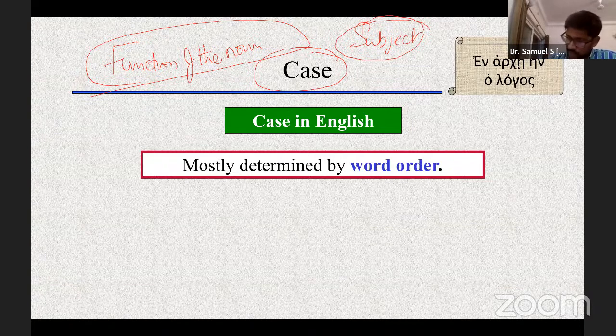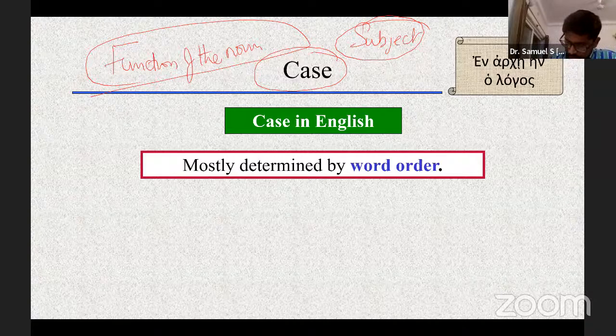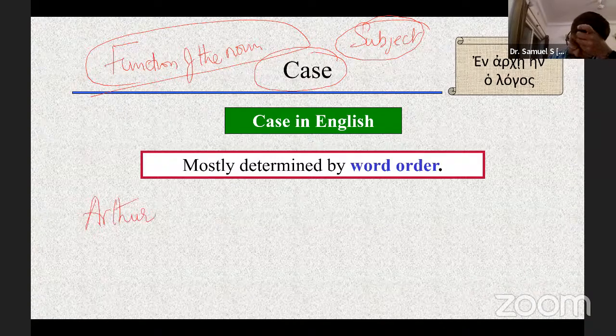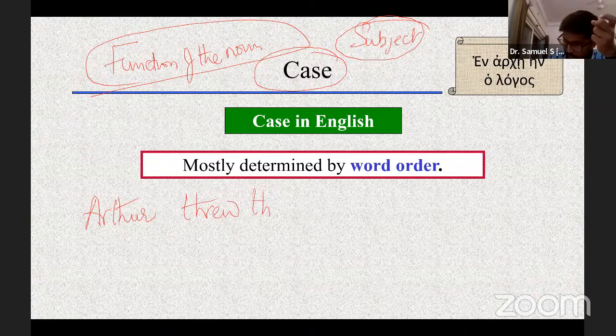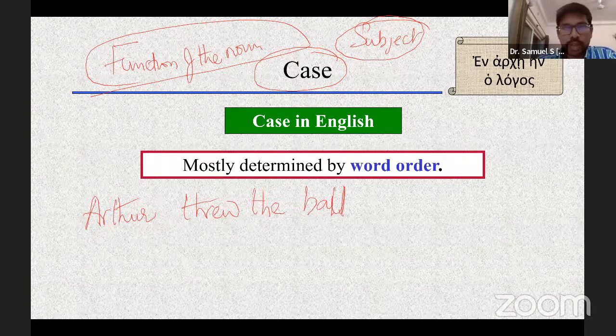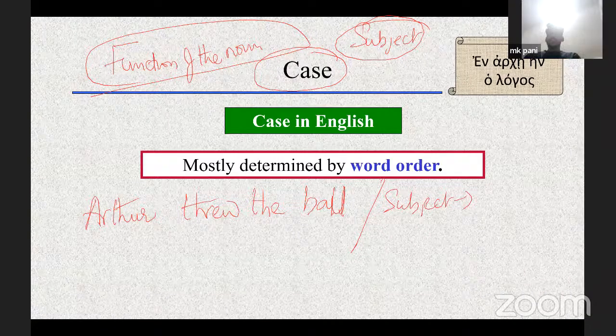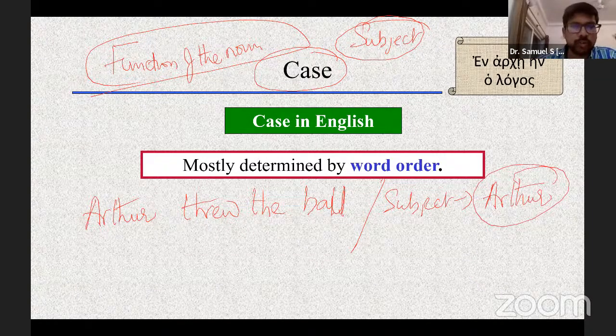So for example, if we say some name, right? If we say Arthur threw the ball, what is the subject of this sentence? Arthur. Because he threw. Arthur is the subject of the sentence.